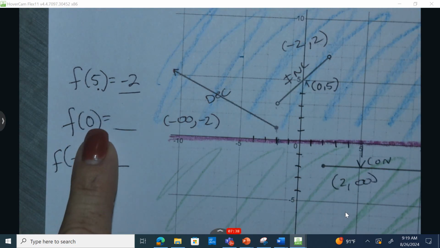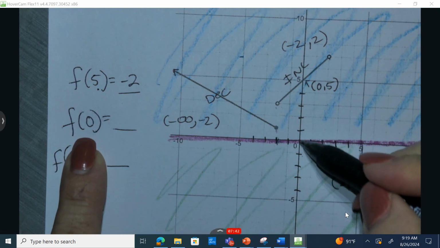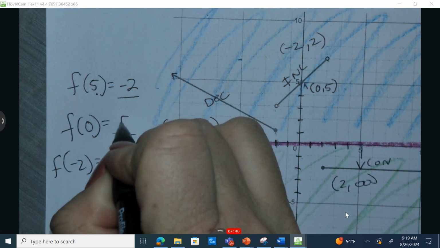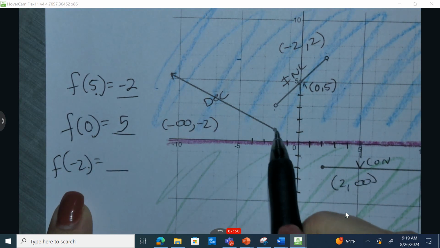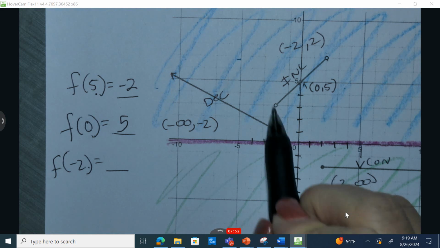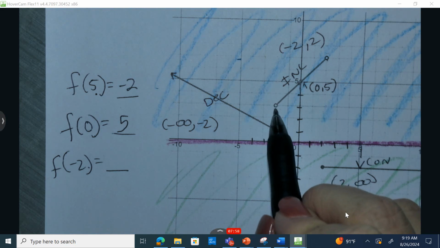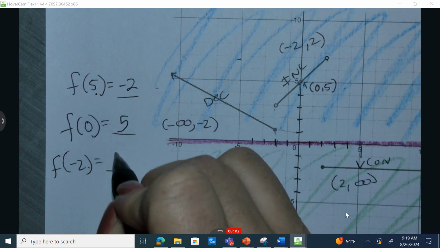Now I'm going to go to where x is 0. f of 0 means where is x 0? It's right here. I go up to the graph, and it corresponds to a y value of 5. Let's go to -2. Now, this is a tricky one. I go to -2. Do I go to the closed dot or the open circle? Open circle means it's not actually part of the graph. So we're going to go to the closed dot, and the corresponding y value is a +1.